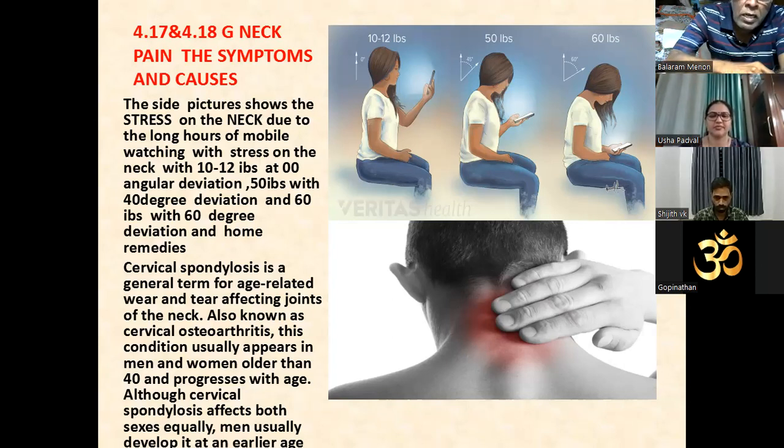Cervical spondylosis is a general term for age-related wear and tear affecting the joints of the neck, also known as cervical osteoarthritis. This condition usually appears in men and women older than 40 and progresses with age. But nowadays, you can see children wearing the neck collar. Why? Continuous work. Although cervical spondylosis affects both sexes equally, men usually develop it at an earlier age because they are more prone to computer use.